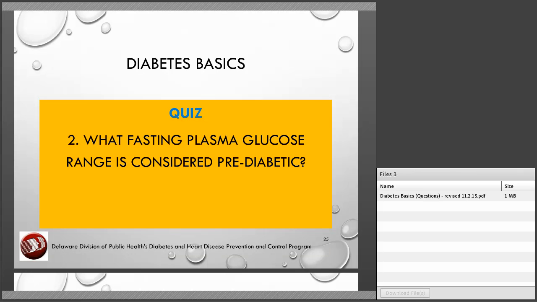All right. I'll give you the free cheat sheet answer. A fasting plasma glucose range is considered pre-diabetic when it is between 100 to 125 milligrams per deciliter. And again, you probably won't know that unless you have that blood test taken at your doctor's office or at the lab.